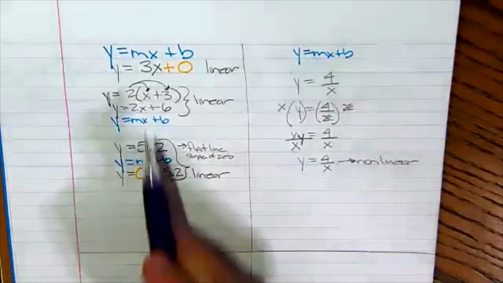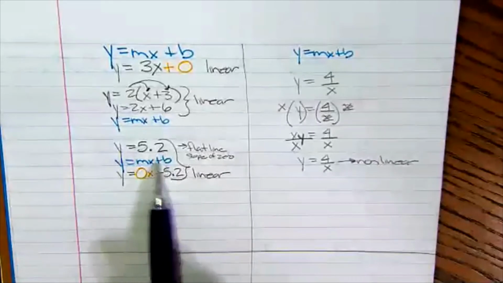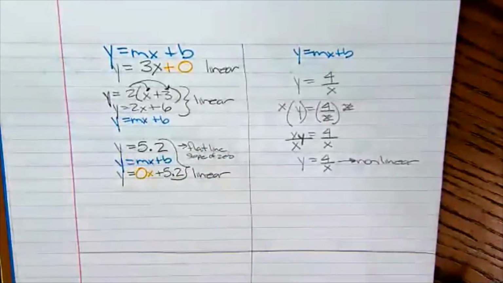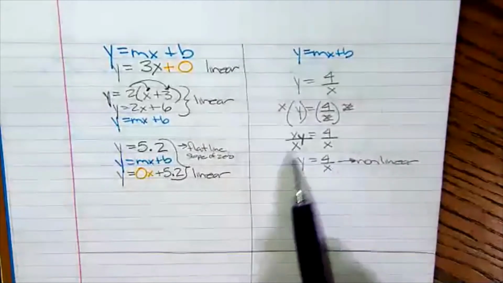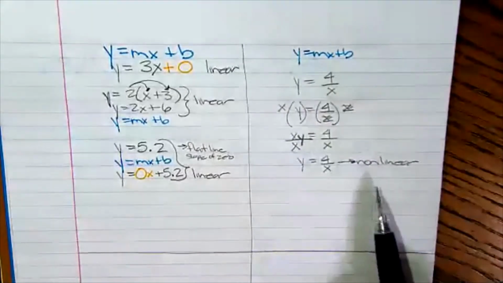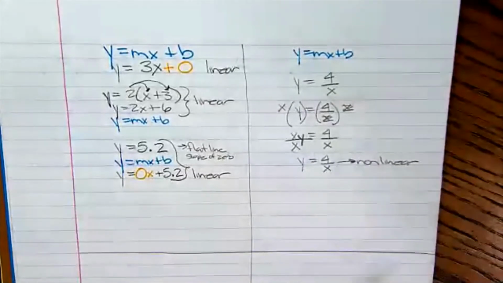So if it can be written in y equals mx plus b format, slope-intercept format, then it's a linear function. If it cannot be written in y equals mx plus b format, then it represents a non-linear function.